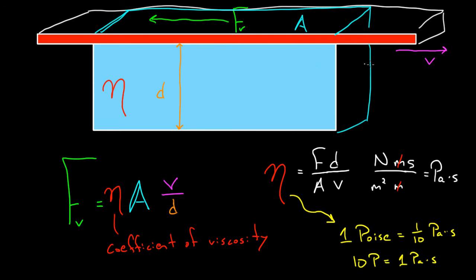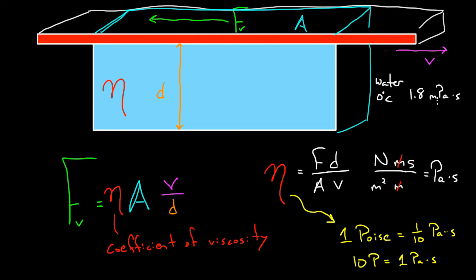So what are some real life values for the viscosity? Well, the viscosity of water at 0 degrees Celsius, and I'm not talking about ice, but water that's actually at 0 degrees but not frozen yet, is about 1.8 millipascal seconds.